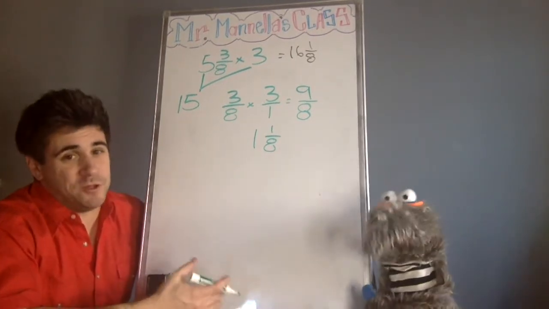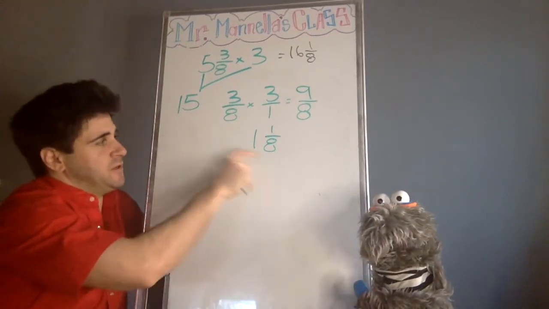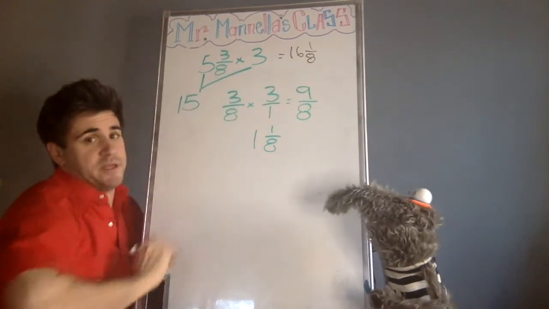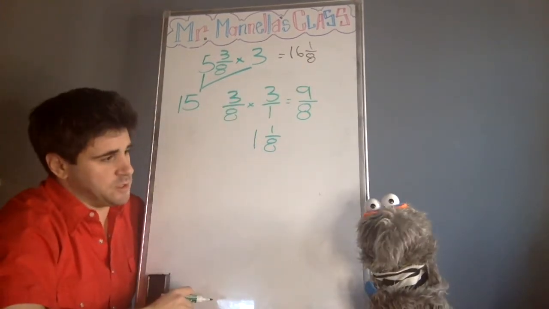And remember, when you add a whole number and a mixed number, you just add the whole numbers and you leave the fraction part alone. So 15 plus 1 is 16. And 1/8.